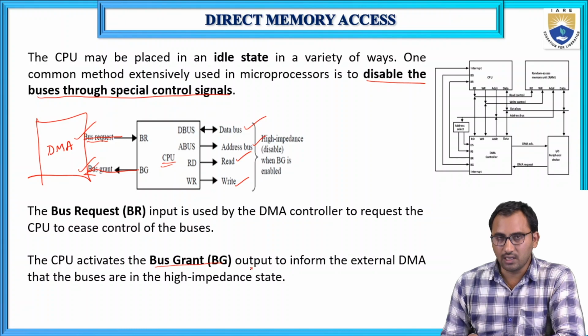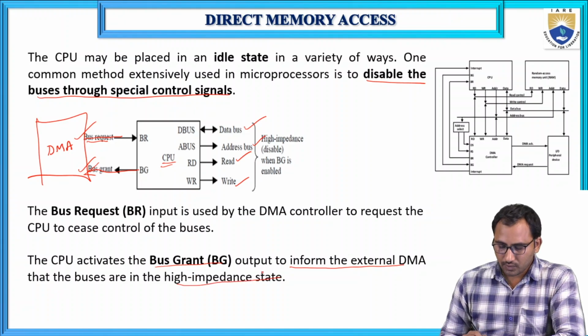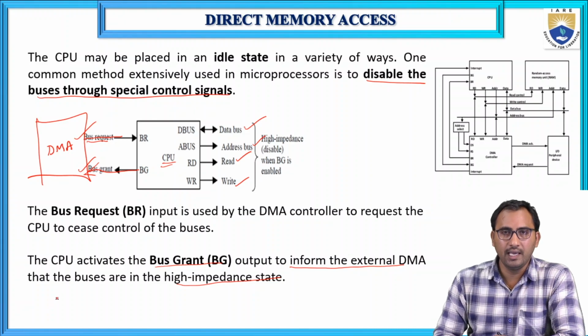Bus grant is an output signal from the CPU to the DMA controller to inform the external DMA that the buses are in a high impedance state. So when the CPU sends a bus grant signal to the DMA, it indicates that all the buses associated with the CPU are kept in a high impedance state.